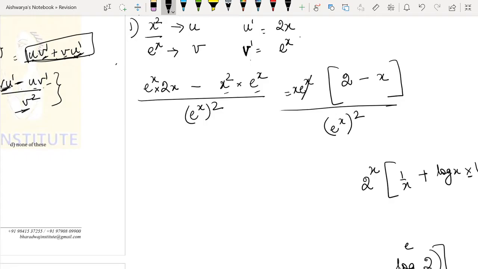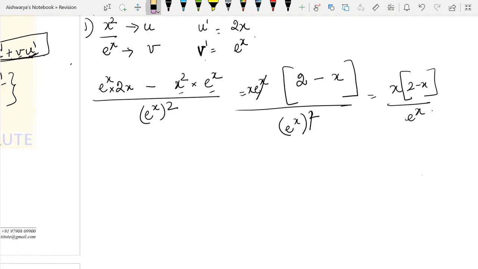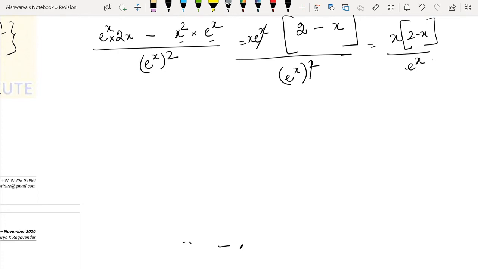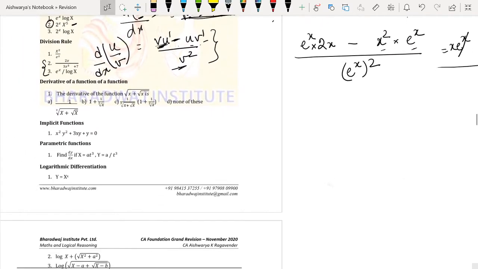So we can cancel this and this out. What will be left is x into 2 minus x divided by e power x. This will be the final answer. Are we clear? So far we have done product rule, division rule and basics. Okay.